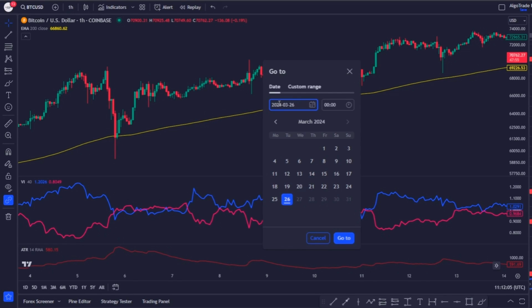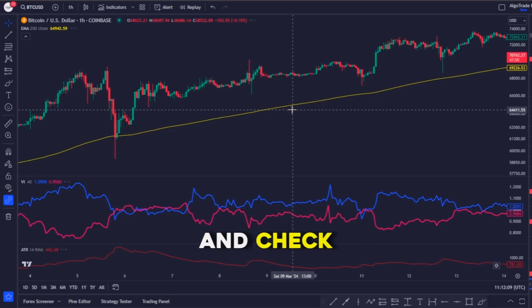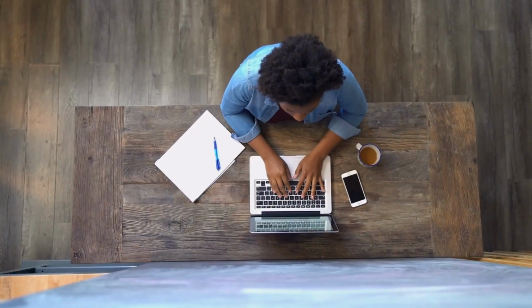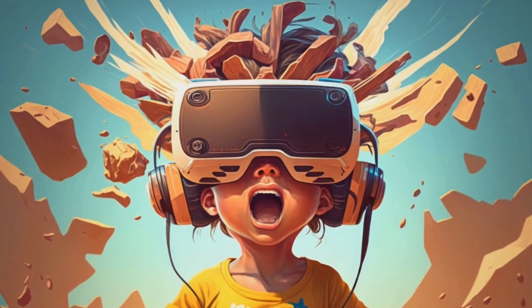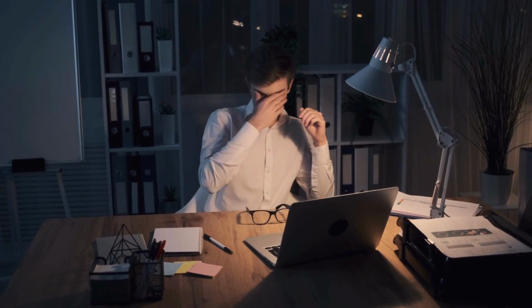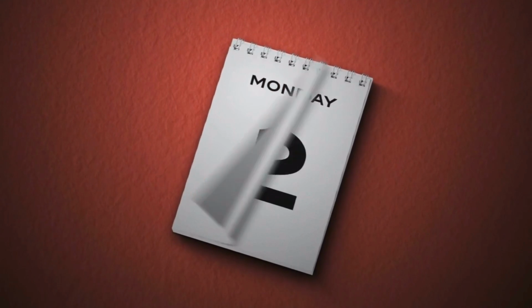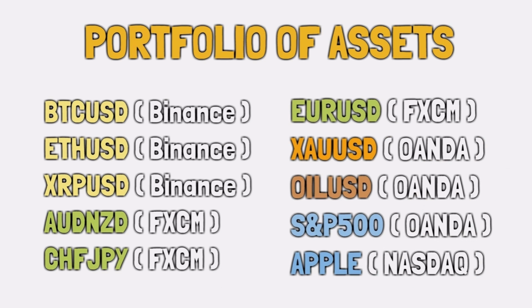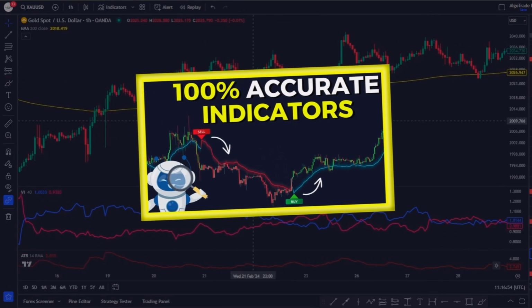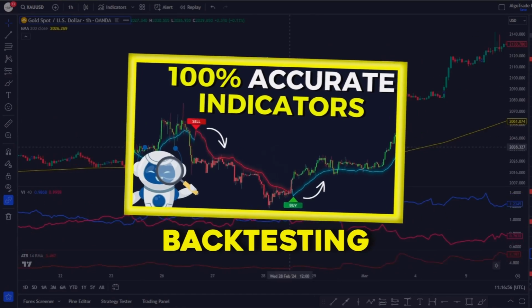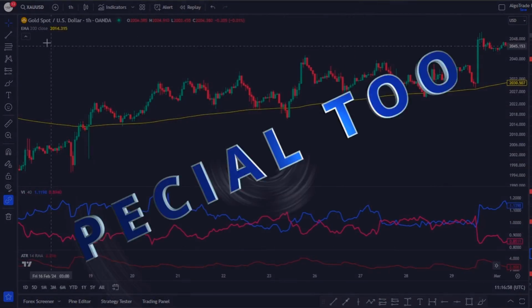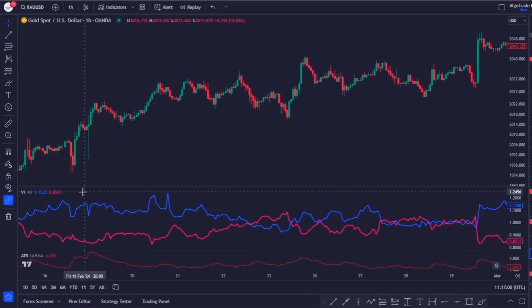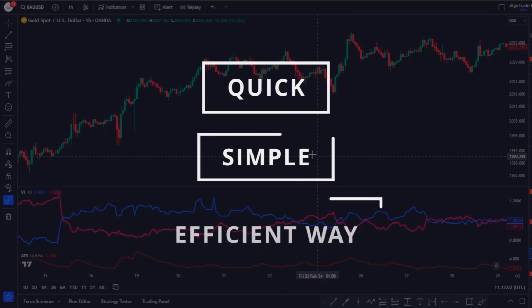Now, the most popular way of backtesting is pretty simple to do. You just need to go back in time and check every signal, taking notes of the outcome. But as you can imagine, this is a highly exhausting process that will take us some weeks or months to perform, especially if you want to do it in a lot of different assets and markets. But if you have watched my last video about backtesting, you already know that I like to use a special tool to backtest indicators in a quick, simple and efficient way.